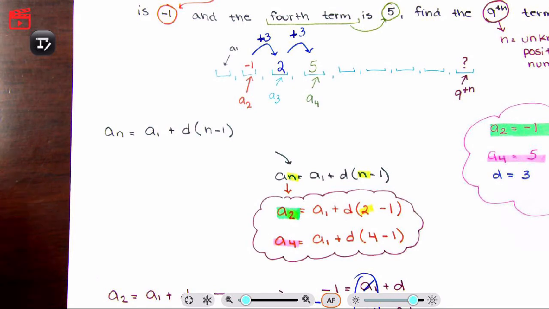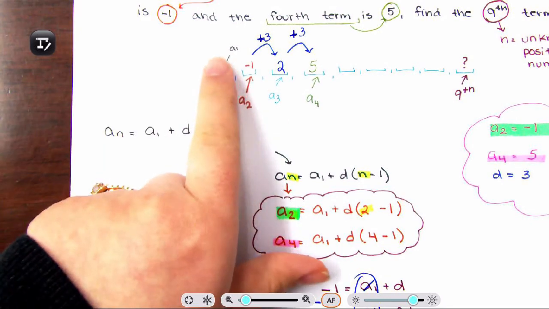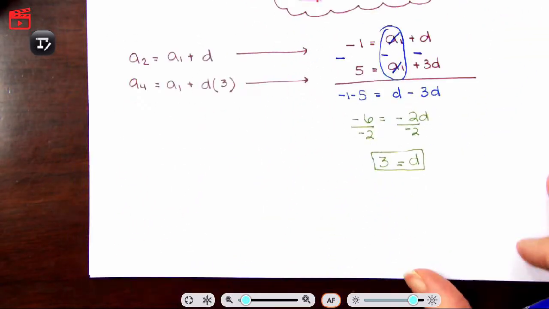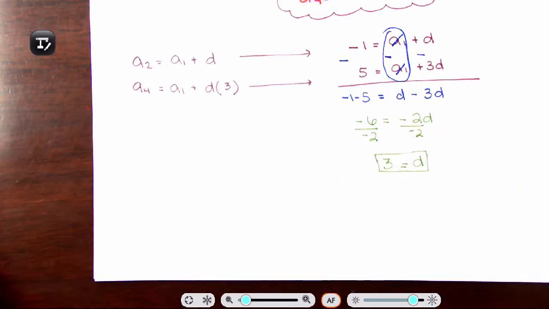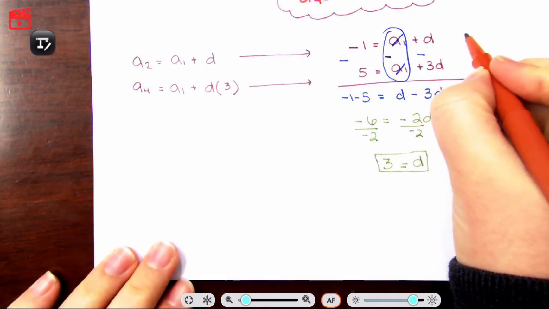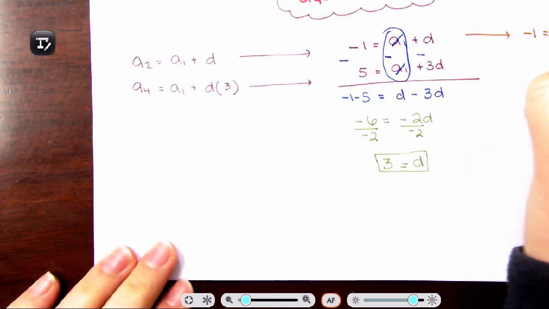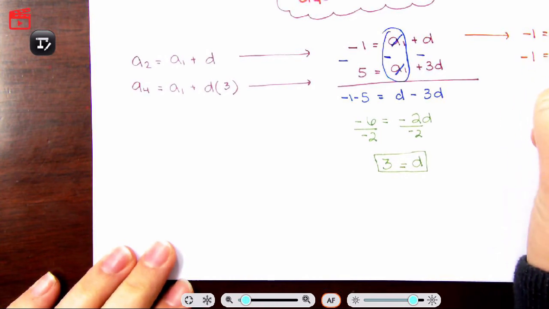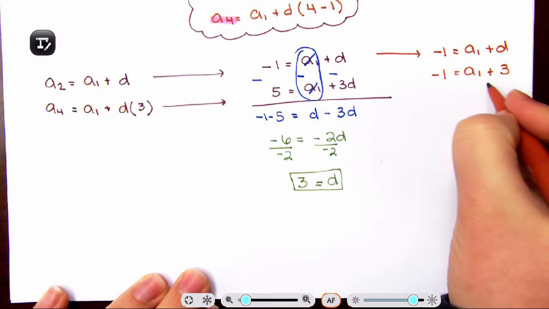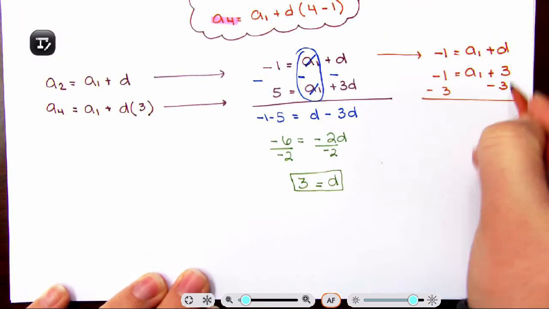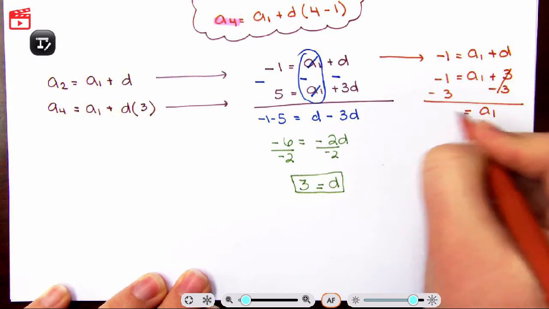So I'm actually going to, you can find a sub 1 just following the pattern, but in this case, working backwards, or you can take one of your original equations. For example, I'll do this one here. Negative 1 is equal to a sub 1 plus d. We know that d is equal to 3 now. Ooh, you guys can't see, I apologize. Minus 3 both sides. So a sub 1 is equal to negative 4.